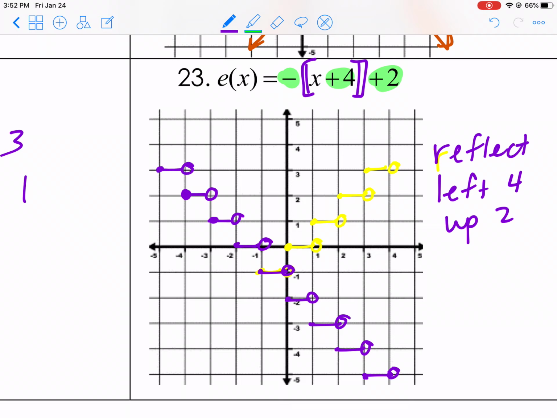We could plug in some points and make sure that it really is supposed to be like this, right? So if I put -5 in here, -5 plus 4, that's -1, times this negative, I'd get 1, plus 2, I'd have 3. So -5 at 3, that's correct. We could test a few more points too to make sure if we want.